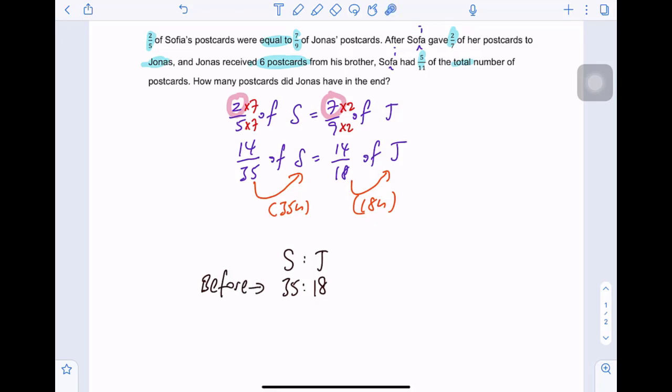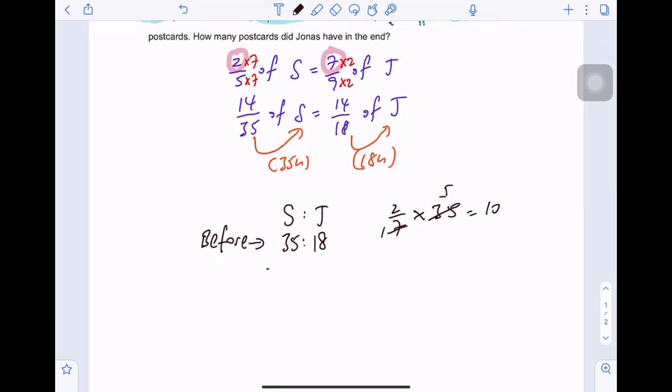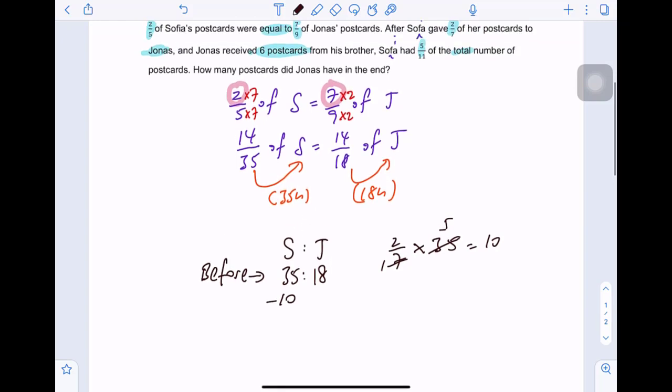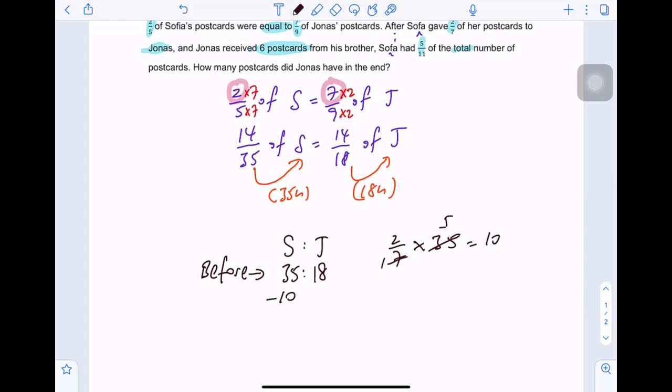Alright, so after Sophia gave 2/7 of her postcards. Now, what does 2/7 of mean? It means times Sophia's postcards. So that will be 35 divided by 7 times 2, that will be 10. Okay, so take away 10 units for Sophia. And Sophia in the end will have 25 units.